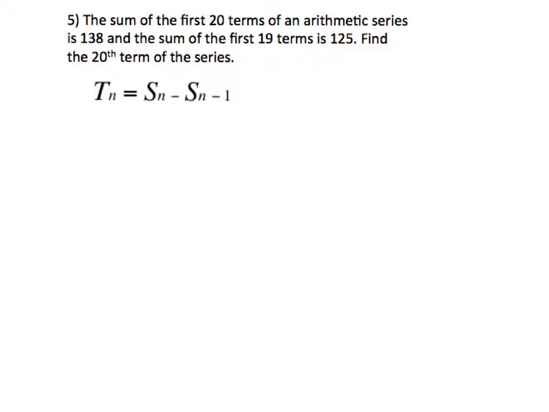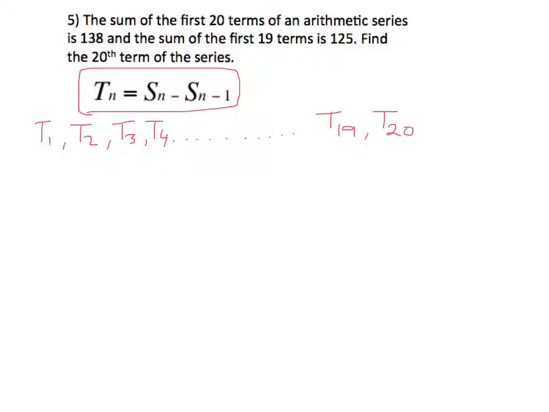The sum of the first 20 terms of an arithmetic series is 138, and the sum of the first 19 terms is 125. Find the 20th term of the series. Now we're going to do that, and there's a couple of ways that you could do this, but there's another little formula here. So I'll explain where this comes from to show you a quicker way of working this out. So we've got, say, T1, T2, T3, T4, all the way up to T19 and T20.